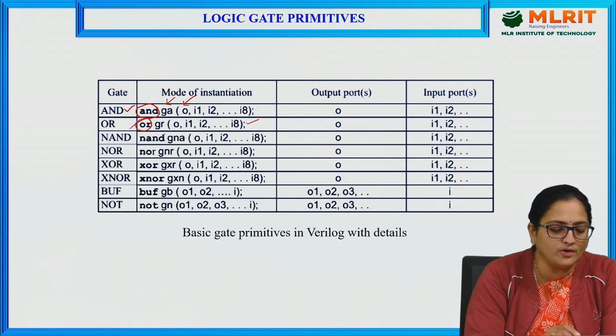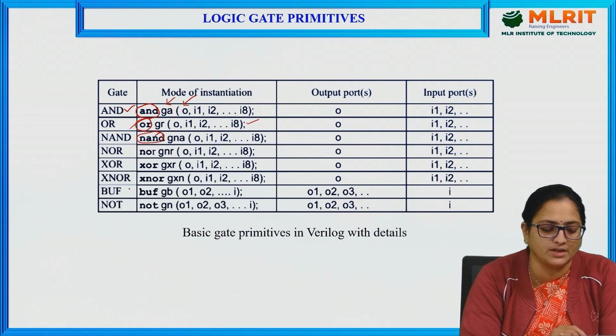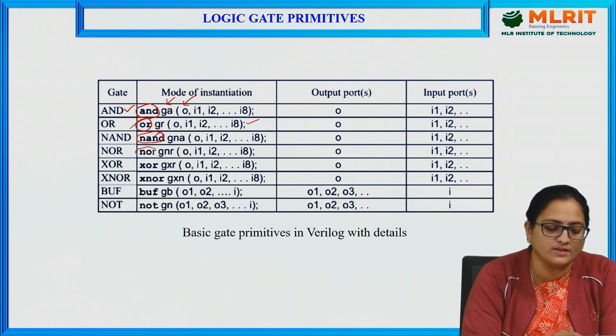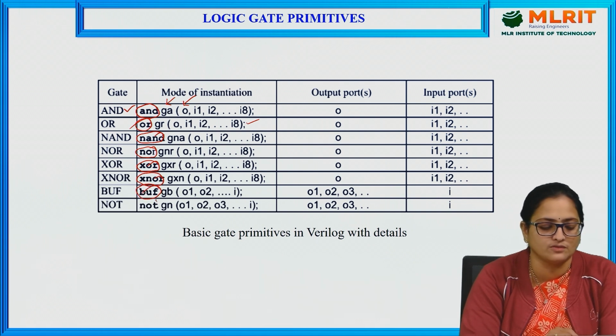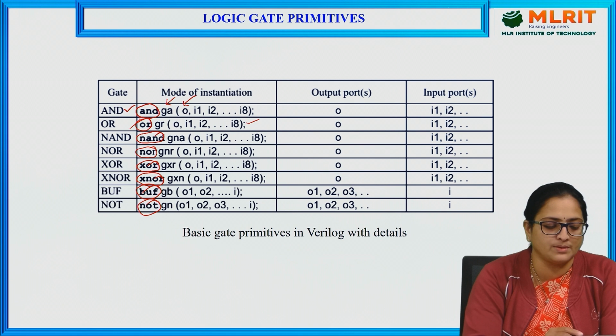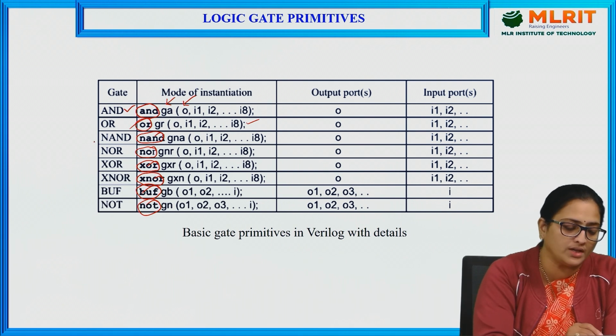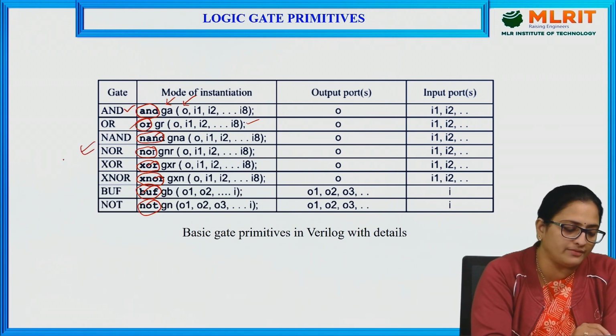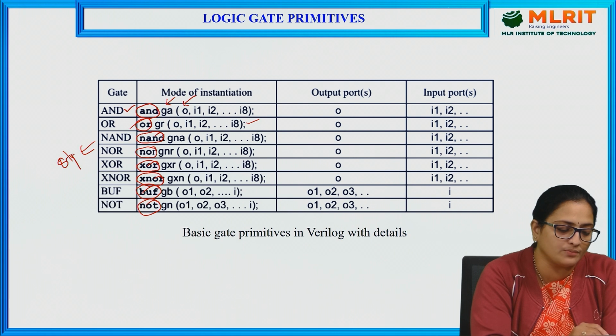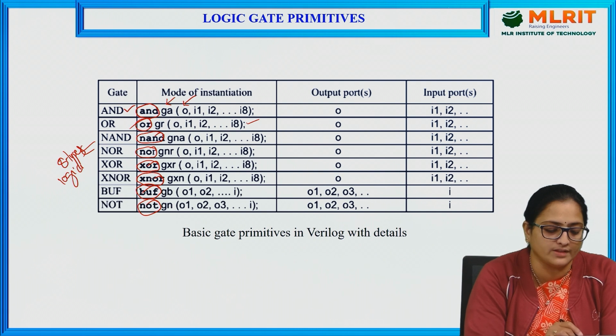Similarly, for NAND also, nand is available as a primitive. NOR is also a primitive. XOR is also a primitive. XNOR is available as a primitive. Buffer is also available as a primitive. NOT is also available as a primitive. So totally, with buffer, we have 8 logic gates, and each logic gate is given with a primitive.